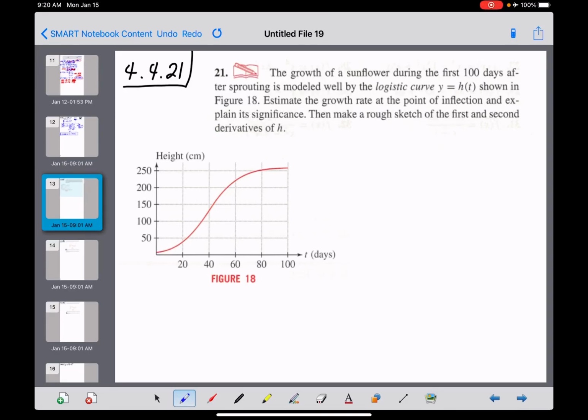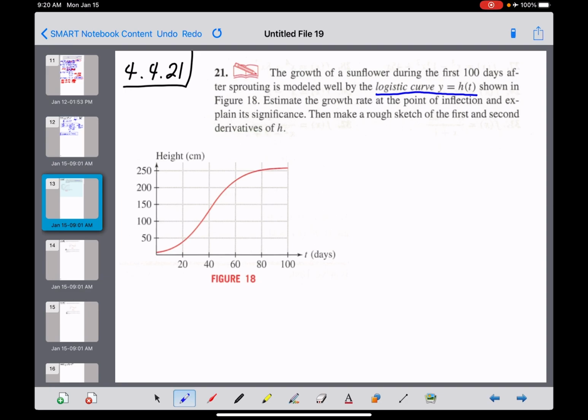Number 21 here is introducing us to something called a logistic curve. A logistic growth model is far more realistic compared to polynomial and exponential growth models. It happens very often in the natural world when we're talking about the population of a certain type of animal in an ecosystem, or in this case, a sunflower.